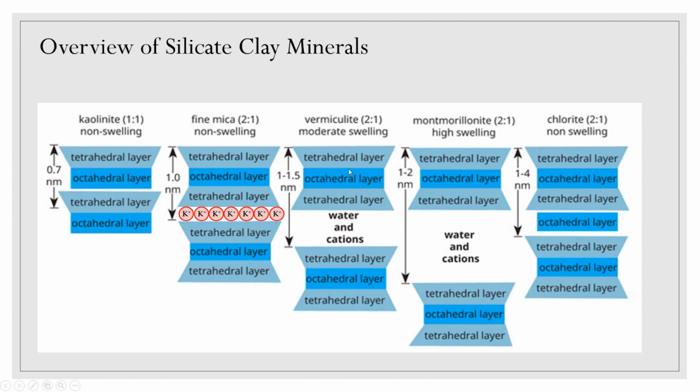Next, we have vermiculite. This is going to be moderate swelling. The way that I will go about knowing these is that montmorillonite is going to have more expansion. And then finally, we have our chlorite, which is going to be, this should actually be a 2-to-1-to-1 because we have a 2-to-1 layer, another 2-to-1 layer that is being held together by this octahedral layer. So chlorite, this should actually be 2-to-1-to-1.